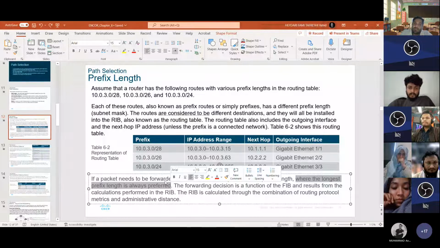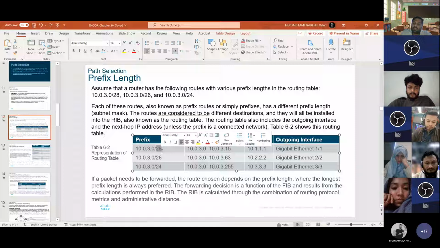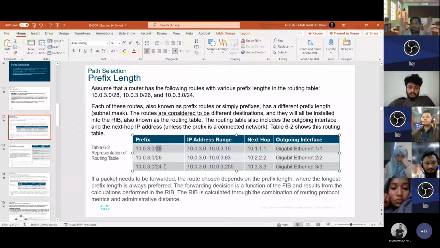More specific means what? /28 is more specific than /26. /28 is more specific than /24. Because if you think about it, in a 32-bit subnet mask from left to right, the number of ones becomes this /28. You're saying that you have 28 ones out of 32 from left to right. Yes, sir. Now I got it. Good.